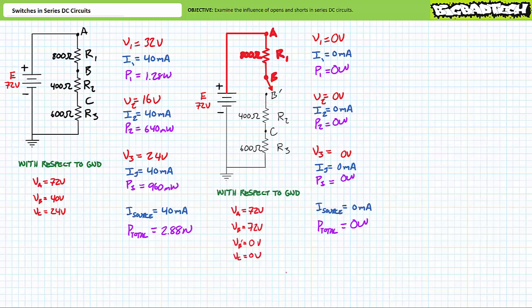With regards to nodal voltages with respect to ground, VA with respect to ground would be 72 volts, as would VB. V single prime with respect to ground would be 0 volts, as would VC with respect to ground. All differential occurs across the open switch, B to B single prime.